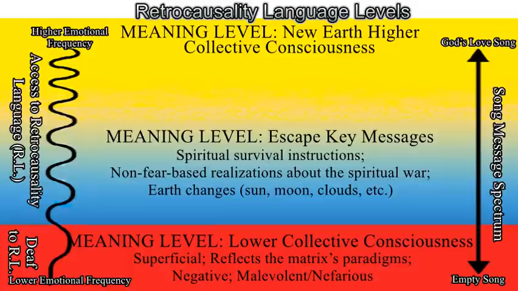Once you cross over the line that separates the lower collective consciousness meaning level from the escape key level, the song message will start to transmit universal truths. Now, as you move up the escape key level, the line between that level and the New Earth higher collective consciousness level will start to blur. That's why a lot of times the retrocausality language will transmit both escape key meanings and New Earth higher collective consciousness meanings all in the same one line.